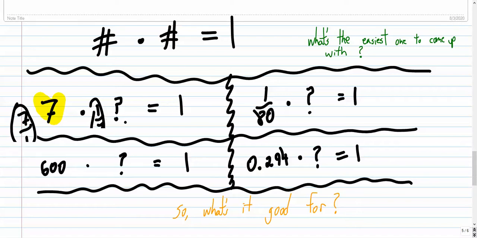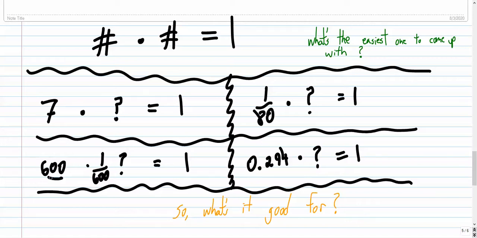So if you remember that, then 600 times what must equal 1? Well, it must be 1/600th. Okay, so once again, 600 over 1 times 1 over 600, they multiply together and you get 1, because 600 times 1 is 600, 1 times 600 is 600, 600 over 600 is 1. So this one right here looks a little different.